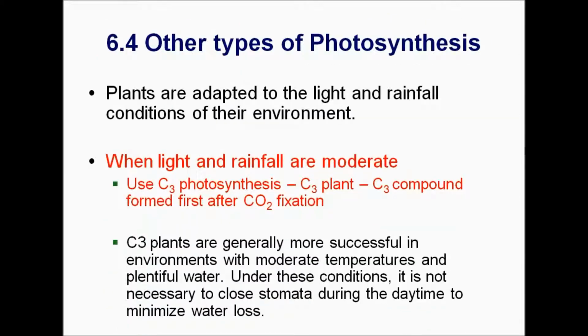Pretty amazing. So we've got other types of photosynthesis. We're finally out of that stuff. We get to talk about practical things now. So plants are adapted to the light and rainfall of wherever they are. That makes sense, right? So when light and rainfall are moderate, we have C3 plants doing their whole thing. That's what you're mostly familiar with, C3 plants. They're really successful in moderate temperature, lots of water, rainforest kind of conditions. They don't close their little stomata during the daytime because they don't need to worry about losing water. They don't do anything particular with that.